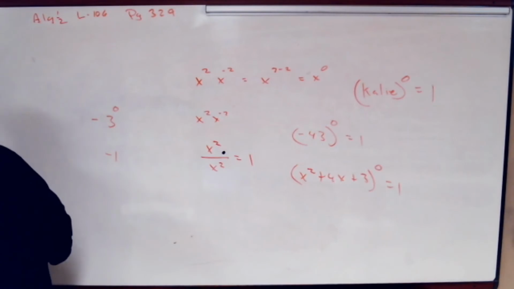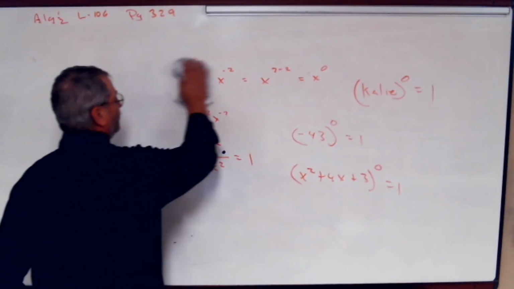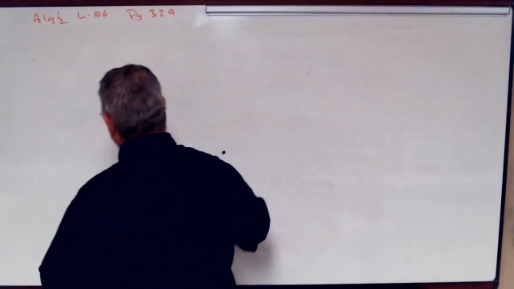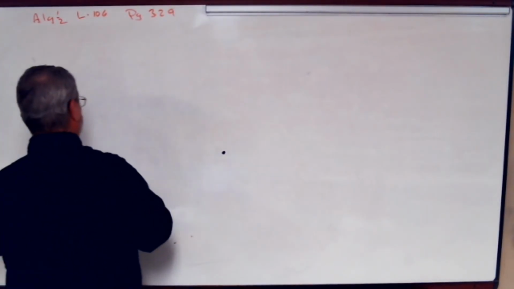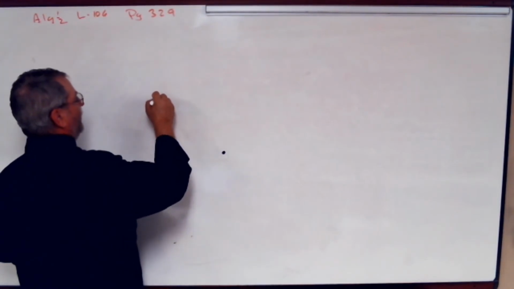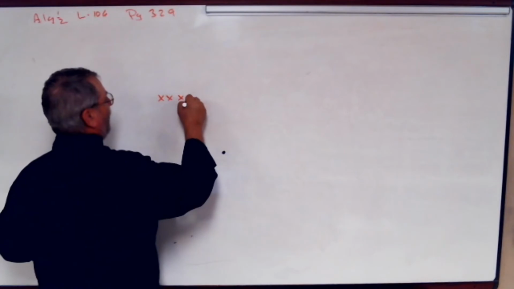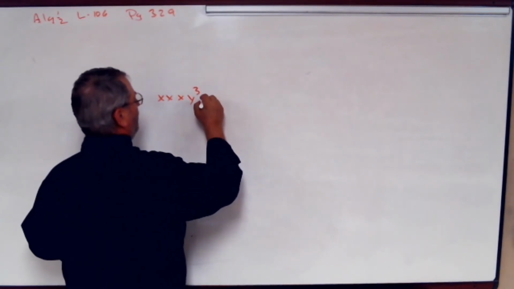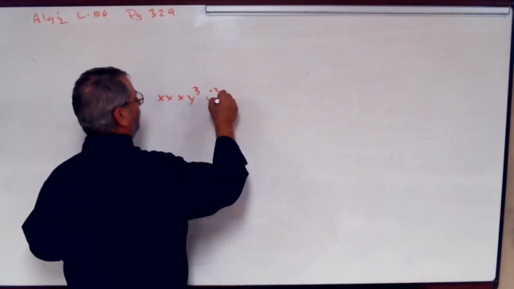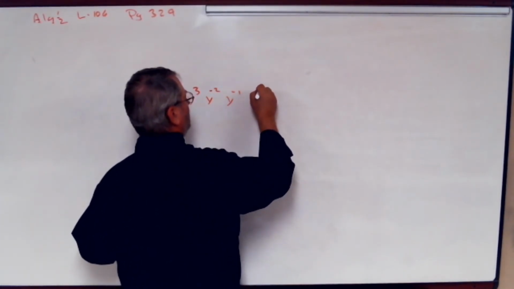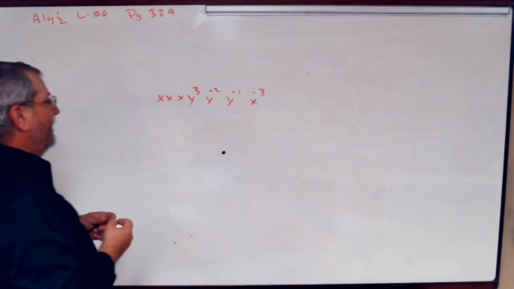How about if we had something that looks like this? Let's see if I can write one of these real quick for you. A couple of you even have some trouble with this too. How about if we have this? We got x, y to the 3, y to the negative 2, y to the negative 1, x to the negative 3. All right.